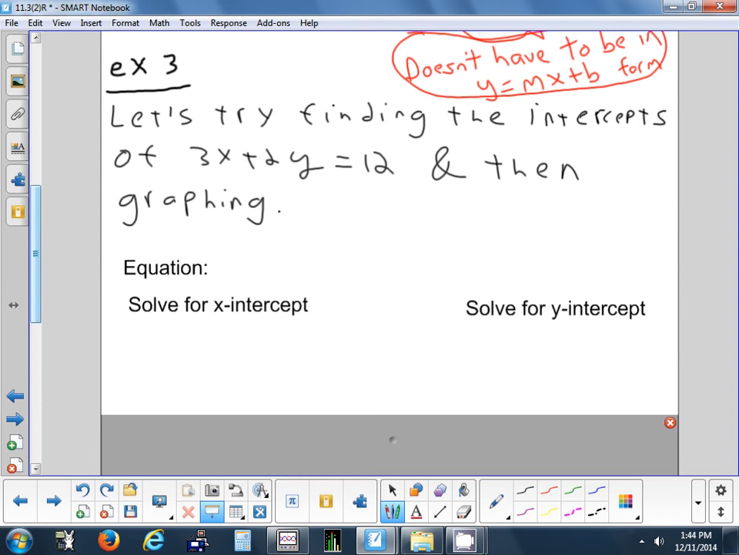Okay, so let's find our x-intercept. Somebody just tell me the step to finding the x-intercept. Change the y to 0. Yep, change the y to 0. Guys, just rewrite the equation from up here, just so you can see it.